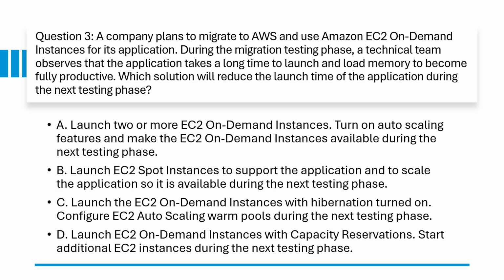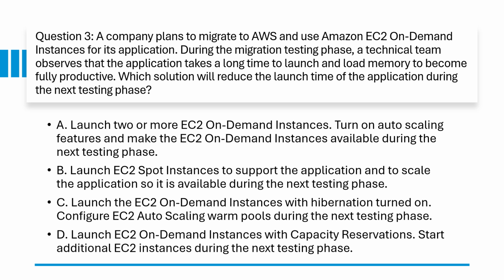A company plans to migrate to AWS and use Amazon EC2 on-demand instances for its application. During the migration testing phase, a technical team observes that the application takes a long time to launch and load memory to become fully productive. Which solution will reduce the launch time of the application during the next testing phase?